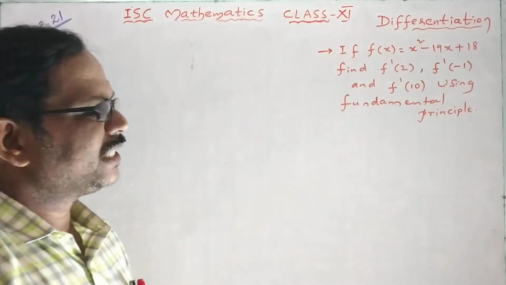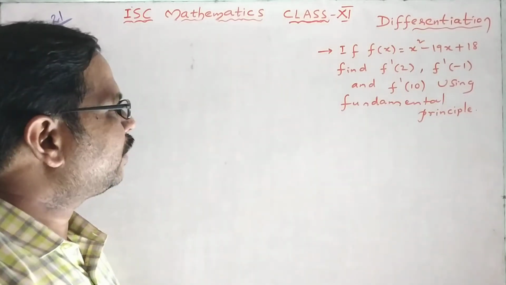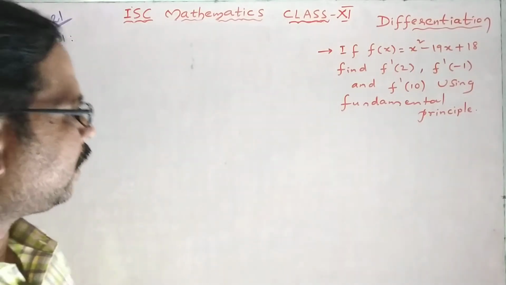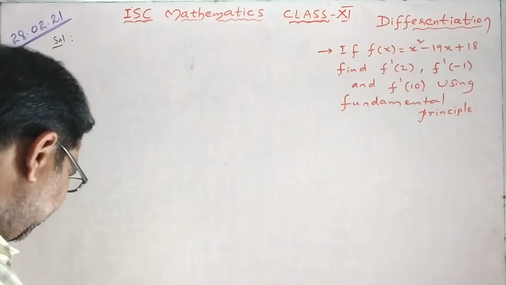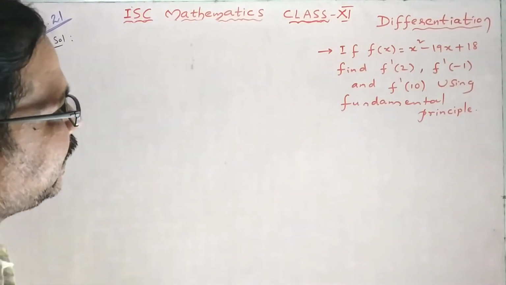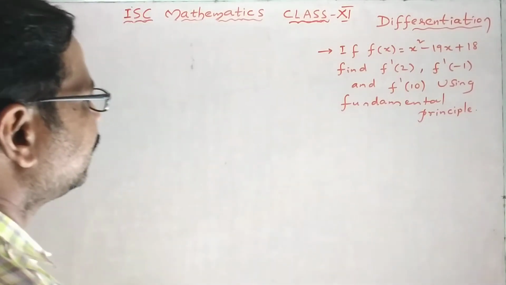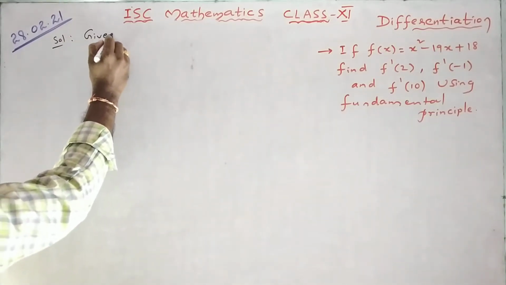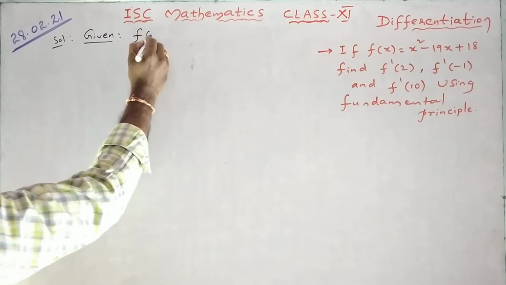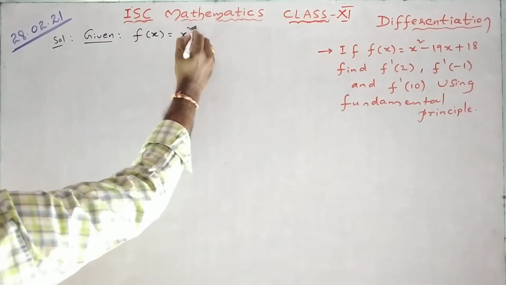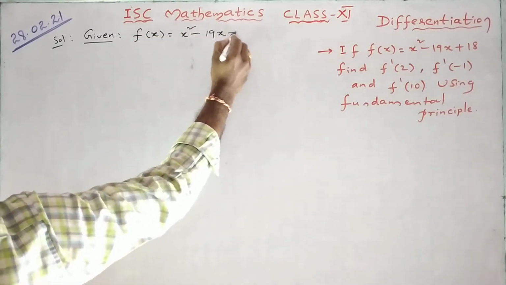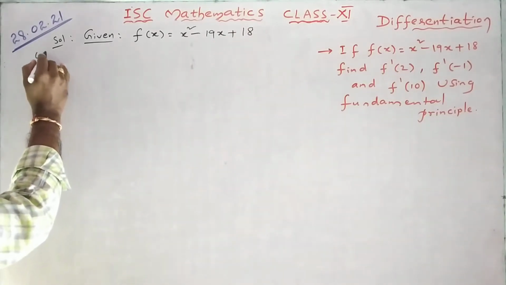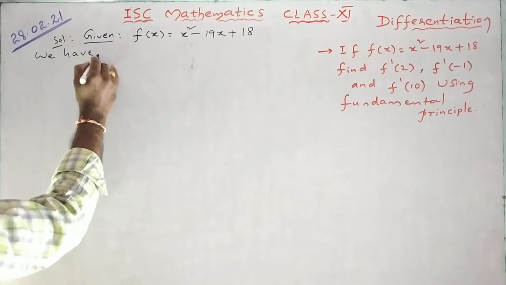In differentiation exercise 13.4, let us see the last problem. If f of x equal to x square minus 19x plus 18, find f dash 2. So we are given here f of x equal to x square minus 19x plus 18. To find f dash 2, first we should write the principle here.